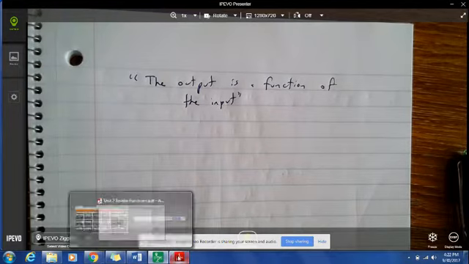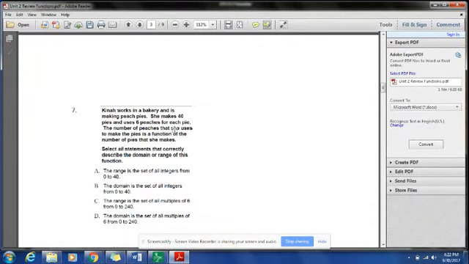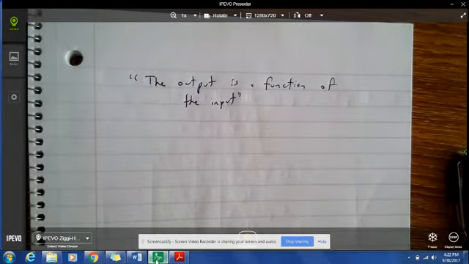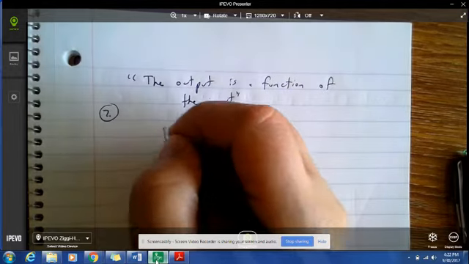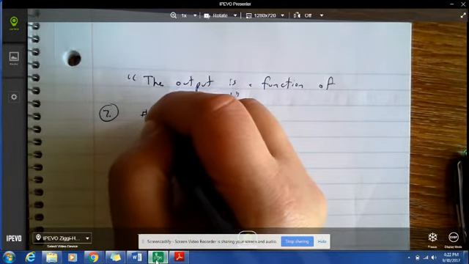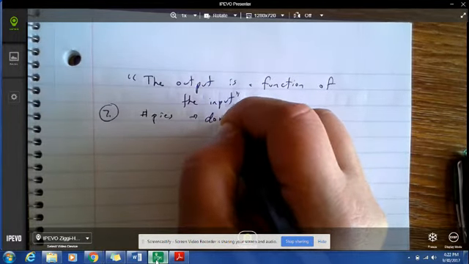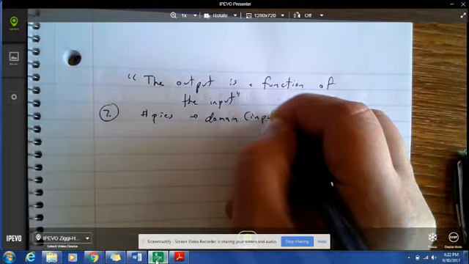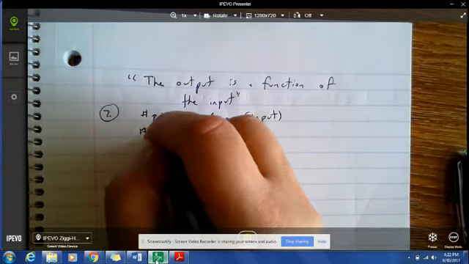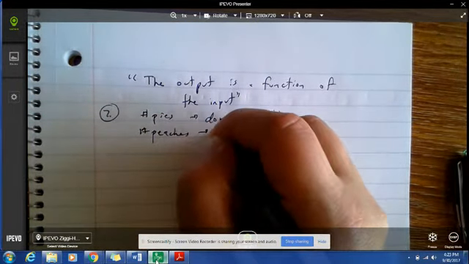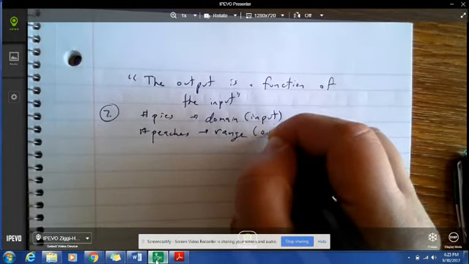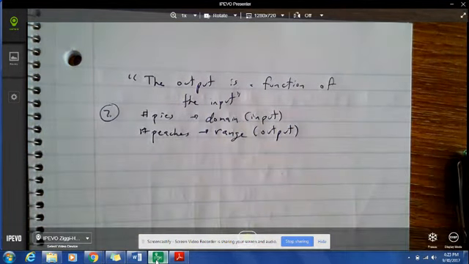So if we go back to this problem, we see the number of peaches that she uses is a function of the number of pies. That means that the number of peaches is the output, the number of pies is the input. So again, this is number 7. The number of pies is the domain or input, and then the number of peaches is the range or output.